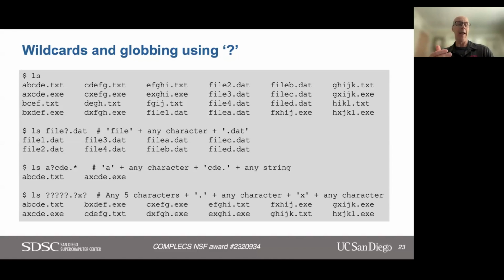In the second example, I'm combining the question mark and the asterisk. So here I'm looking for files of the form A, followed by any single character, CDE, dot, any string. In this case, I pick up abcde.txt, axcde.exe. And then finally, last example, I'm looking for file names that contain any 5 characters, followed by a period, followed by any character, followed by an X, followed by any character.